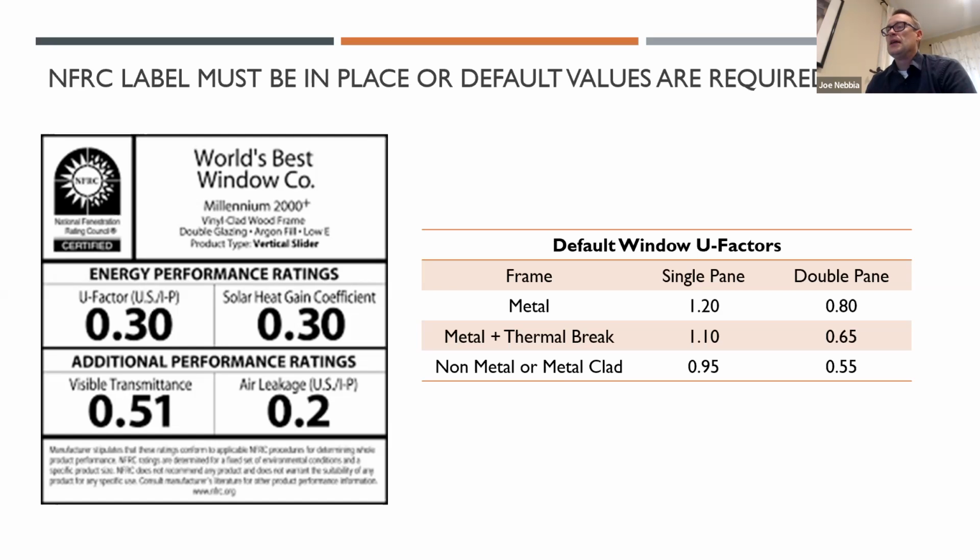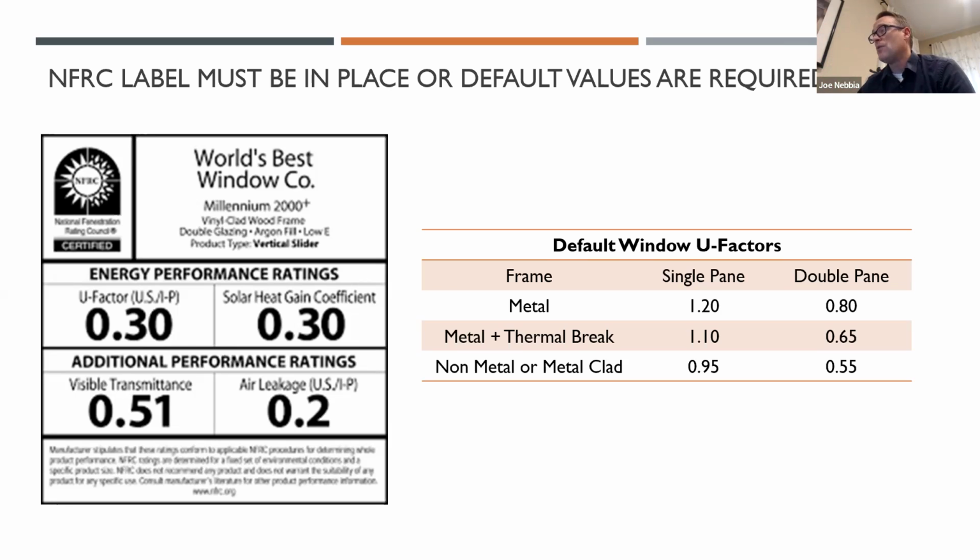In this case, the 0.3 U factor would meet code, but the 0.30 solar heat gain coefficient would not meet code. So as a straight prescriptive compliance, this window shown here, the sticker would not meet code because of the solar heat gain coefficient. And so either the performance path or something else will need to happen in order for this home to comply.